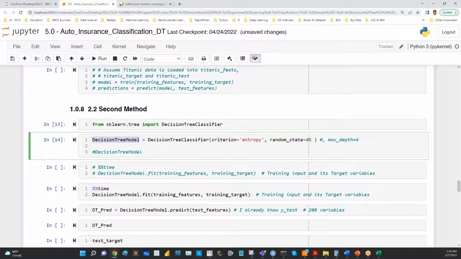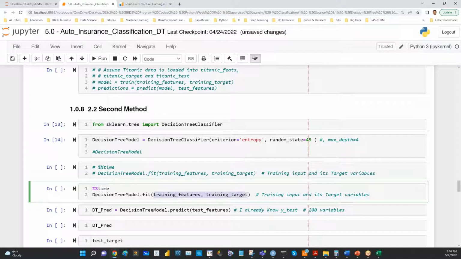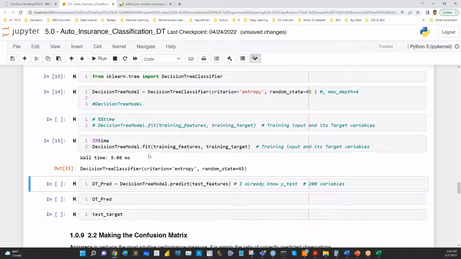We are going to use this model to train on our 80%. This is the training features, and the training target is 80%. So we are going to train our model using the function fit on 80%. All the work that we explained to you through entropy took this decision tree 9.08 milliseconds to complete. Very, very fast.